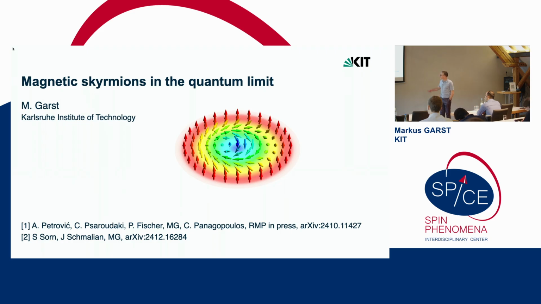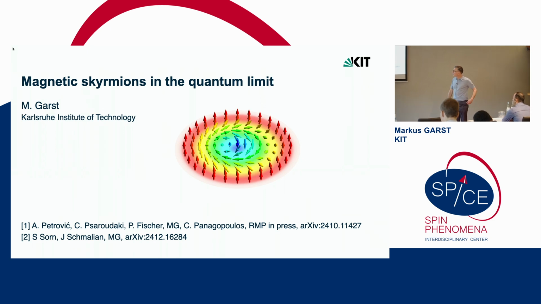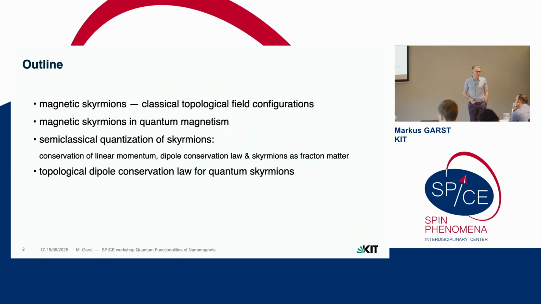And today I will start by introducing you to magnetic skyrmions, and in particular what kind of features might arise in the quantum limit. I would like to advertise two works that we recently put on arXiv. One is together with the organizers, which will appear as a review in Reviews of Modern Physics very soon. And secondly, there is a paper that we recently did with Soper-Son and my colleague Jörg Schmalian.